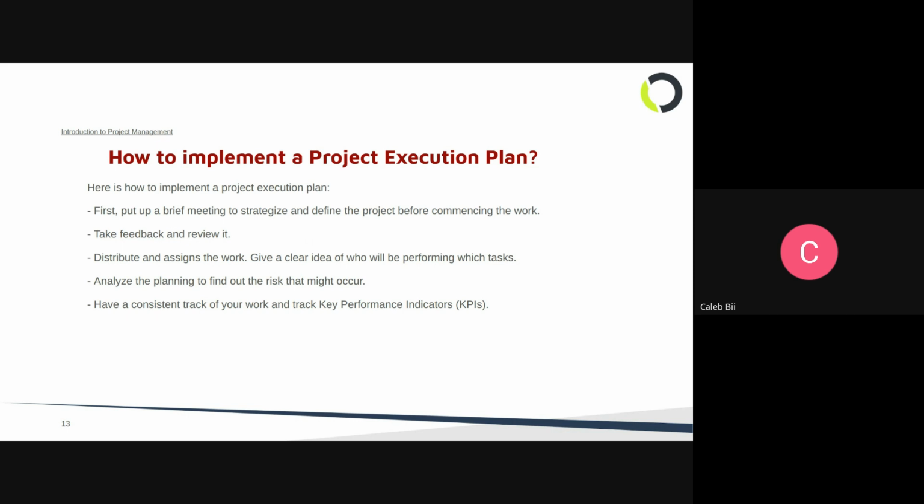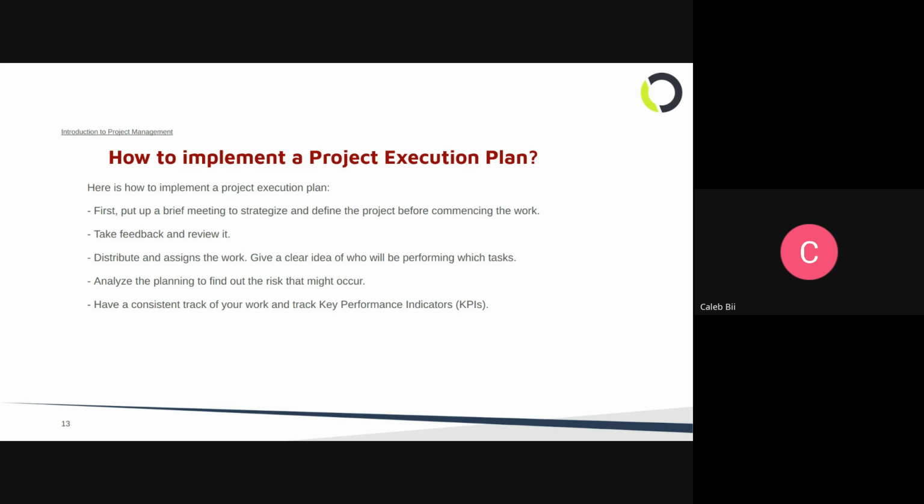After everything is in order, after you have your plan, you should have an initial meeting to just ensure that everybody is at par and understanding where the project is. Then take feedback and review it. In that specific meeting, you're going to be provided with feedback. Kindly ensure you note down that feedback, then review it. Feedback is really important because you'll probably find that your team members have seen something that you had not forecast or had not seen.